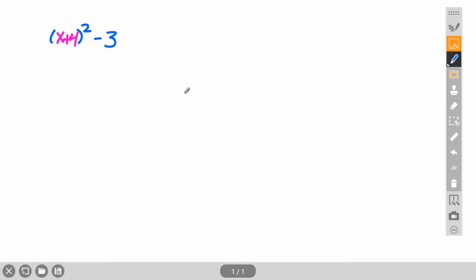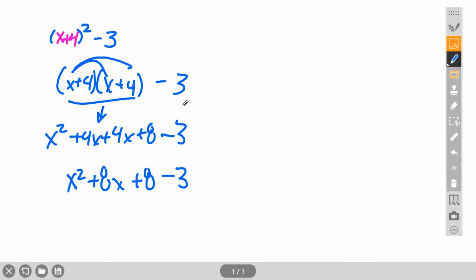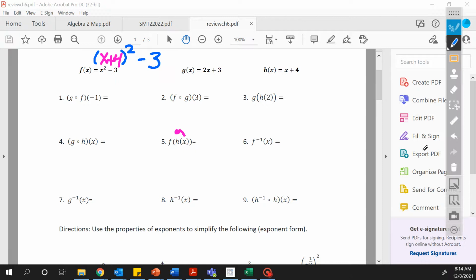This is a little bit more work to simplify because you have to multiply x plus 4 times x plus 4 and then combine like terms. Distributive property, x squared plus 4x plus 4x plus 16, combining those like terms gives us x squared plus 8x plus 16. But then we also have this minus 3 at the end that we're subtracting. So x squared plus 8x plus 13. That's a quadratic.